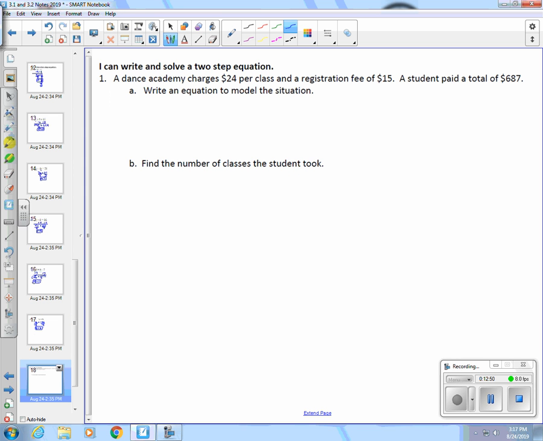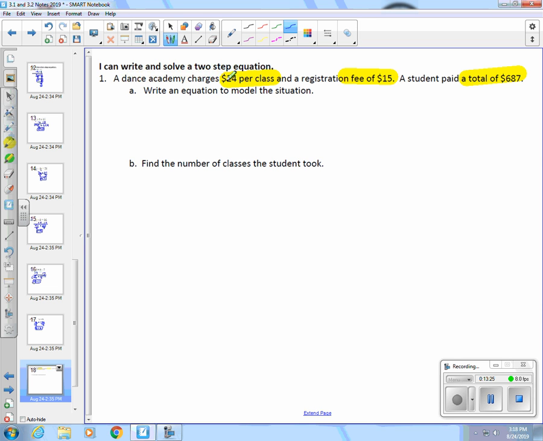Looking at some story problems, I can write and solve a two-step equation. A dance academy charges $24 per class and a registration fee of $15. A student paid a total of $687. Write an equation to model the situation. As we look at this, we see $24 per class, the registration fee of $15, and the total of $687.